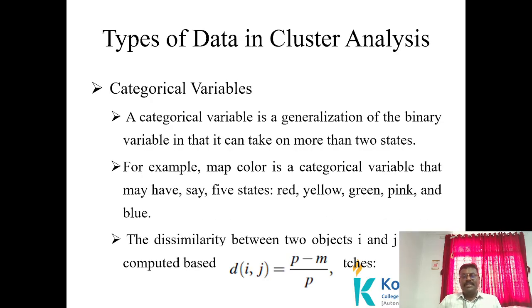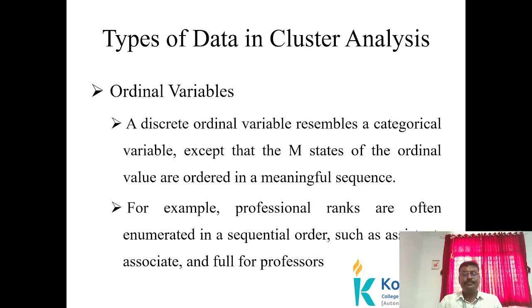Okay, the next one is the categorical variable, otherwise called the category variable. The category variable is a generalization of the binary variable that can take more than two states. For example, map color is a category variable that may have, say, 5 states: red, yellow, green, pink, and blue. This is the equation for the categorical value.